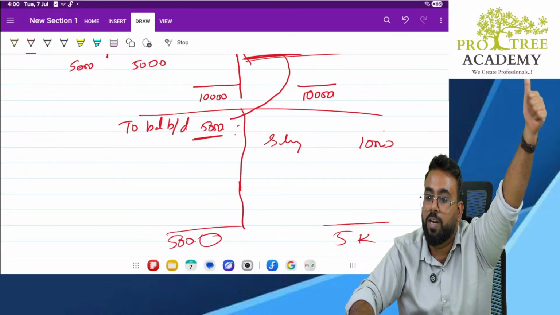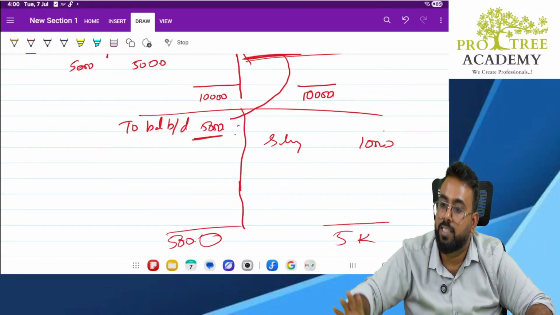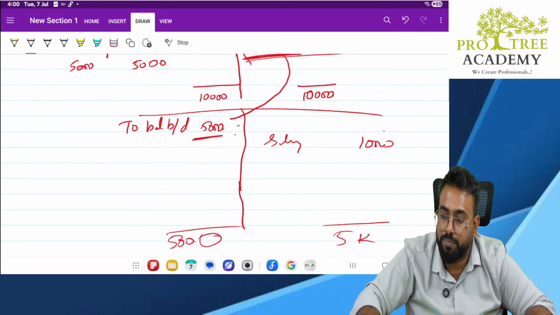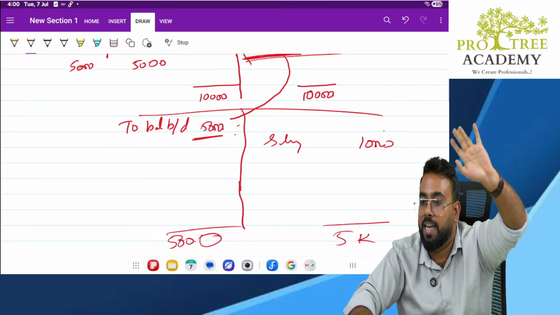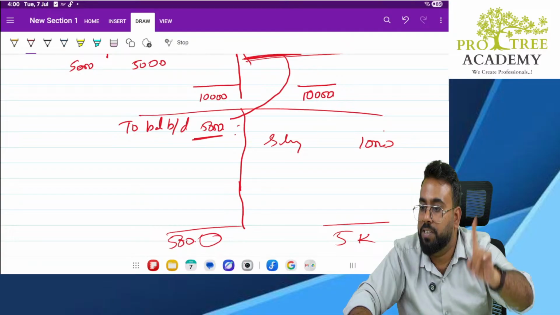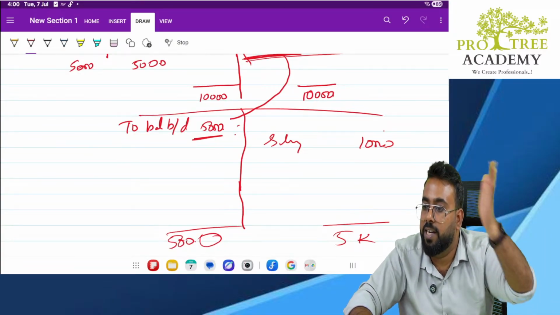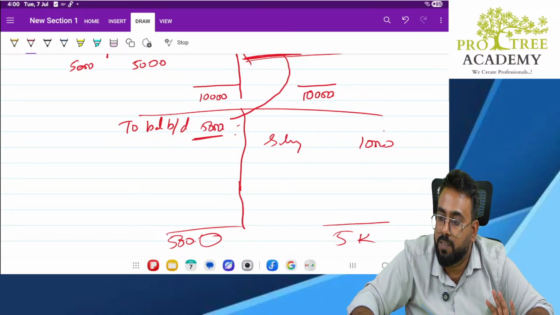Correct? What is the rule of a personal account? Debit the receiver, credit the giver. Rule of a real account: debit what comes in, credit what goes out. What are real accounts for? Assets. Next, nominal. What is a nominal account for? Income and expenses, gains and losses. Debit all your expenses and losses, credit all your income and gains. Am I clear? Yes? Okay.